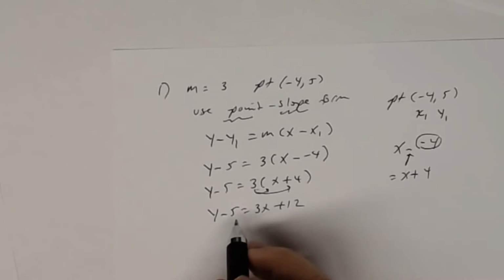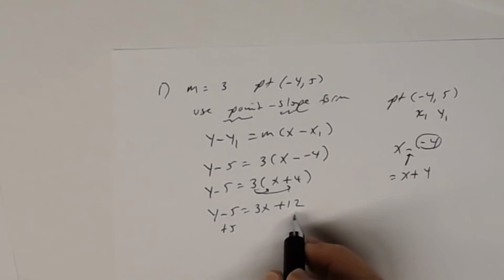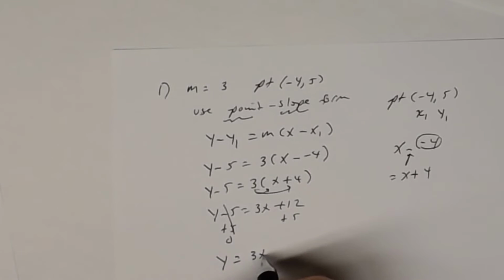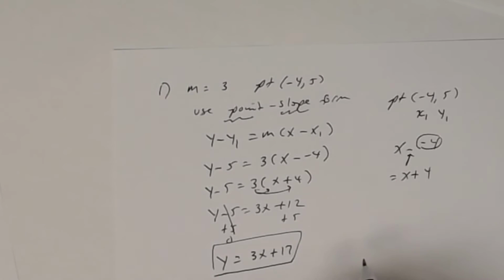And then to get y by itself, right now I'm subtracting 5, so the opposite would be to add 5. Notice I'm aligning my like terms. So I'm adding 5 to both sides. What I do to one side, I do to the other. And I'm aligning my like terms so it makes it easy for me to combine. So now I'm going to combine my like terms. -5 and 5 is 0. So y plus 0 is still y, equals 3x, and then +12 and +5 is +17. And there's your answer.